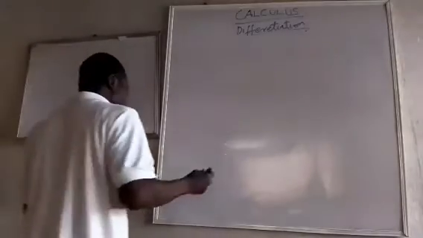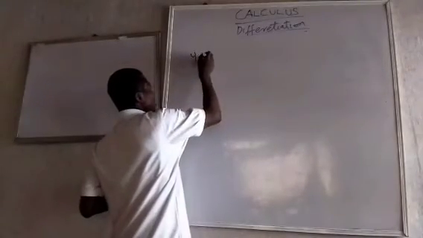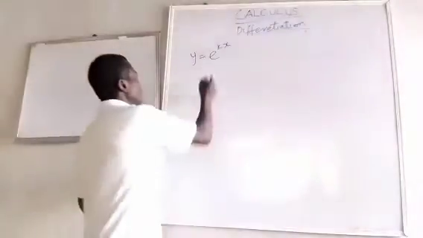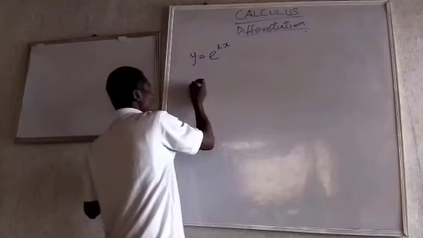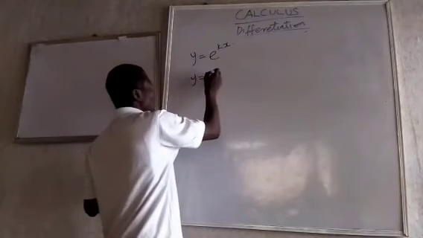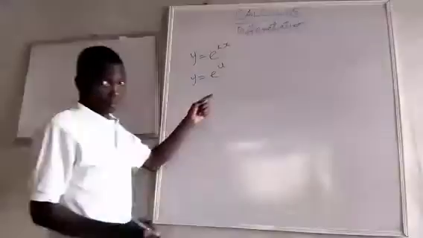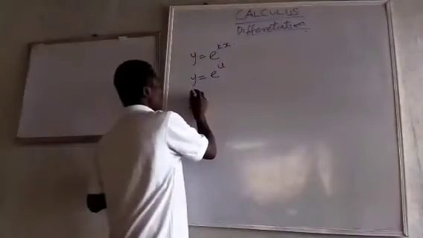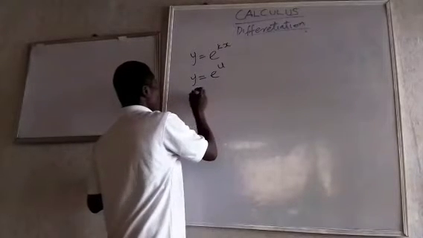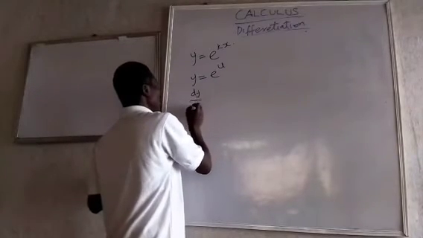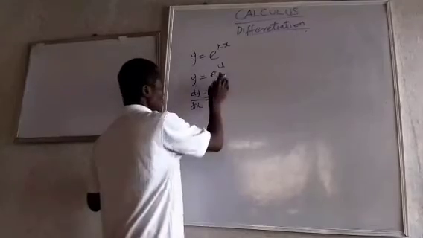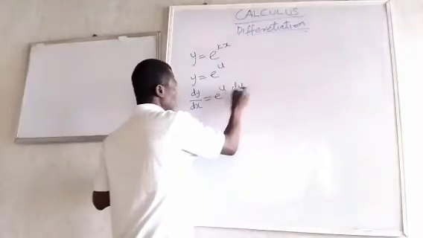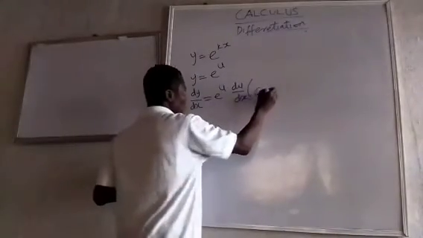Now for a situation like this, when y equals e raised to the power kx and we want to work it out, we are going to say y is equal to e raised to the power u. From our knowledge of the chain rule, dy/dx is equal to e raised to the power u times du/dx. Remember chain rule.